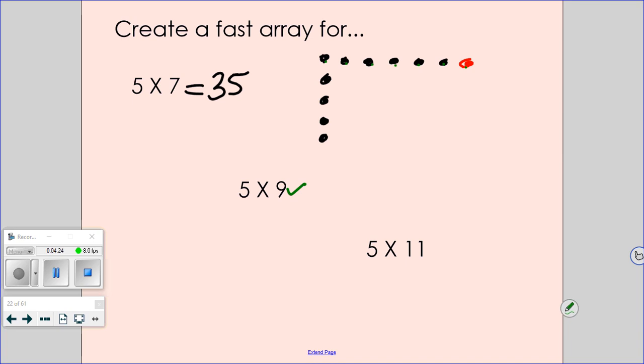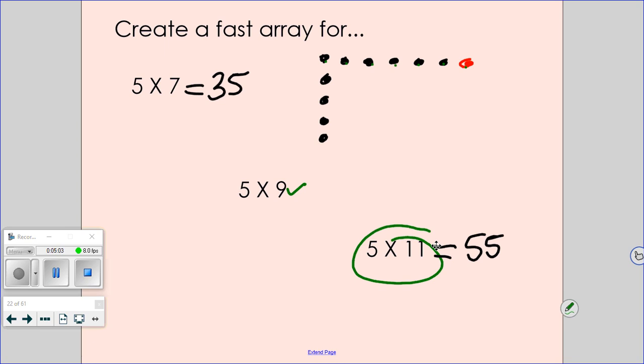All right, we already did a 5 by 9. Make a 5 by 11 fast array. And put one hand on your nose when you have the answer. 5 by 11 fast array. And then one finger on your nose when you figured. All right, what do we got? Geo, what is 5 times 11? 55.